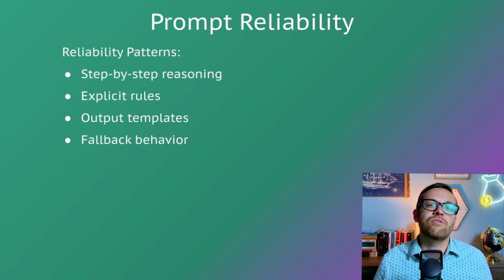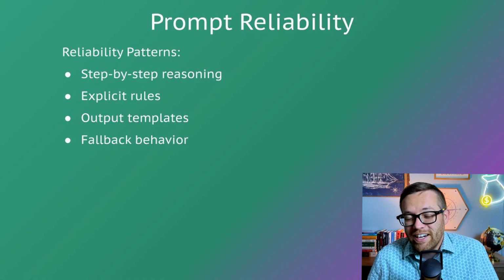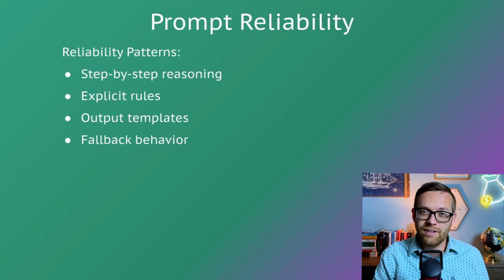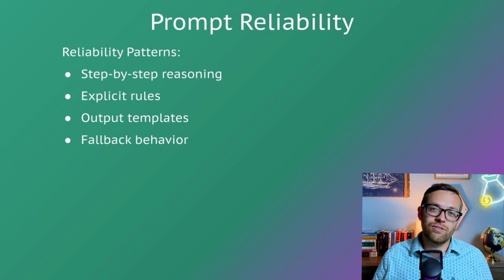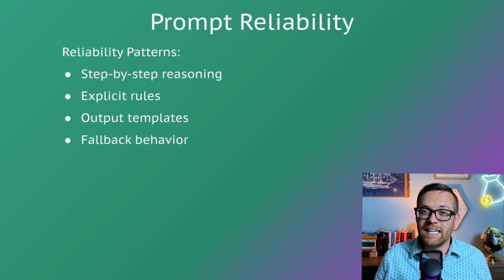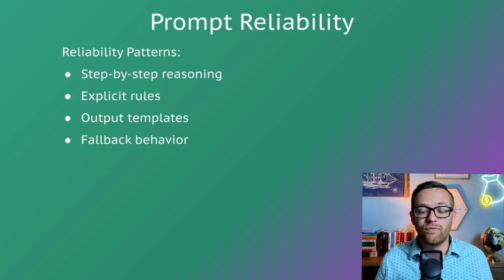It's critical that you use templates for reliability. Templates are how you reduce randomness. Instead of something vague like write commentary, you give headings, a bullet structure, ordering rules. Remember that structure creates consistency, which is what finance teams trust. Reliability patterns can include things like step-by-step reasoning, explicit rules of how to operate, even output templates to make sure you get exactly what you're looking for. And most importantly, fallback behavior when things don't go as planned.